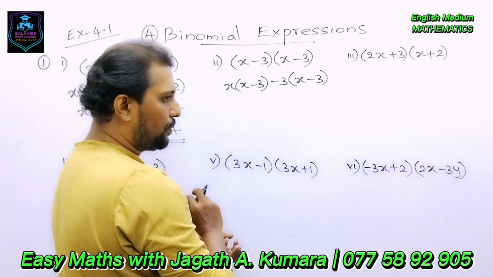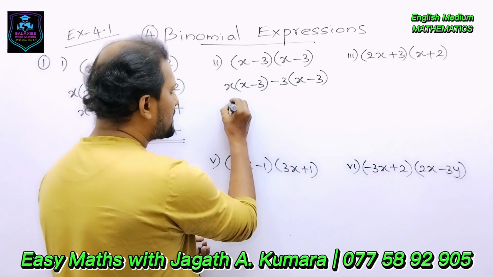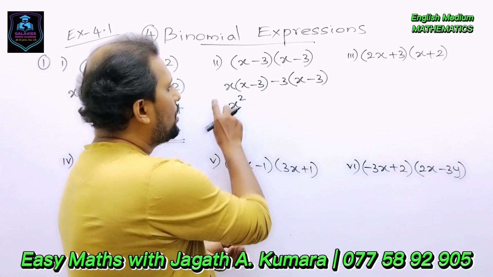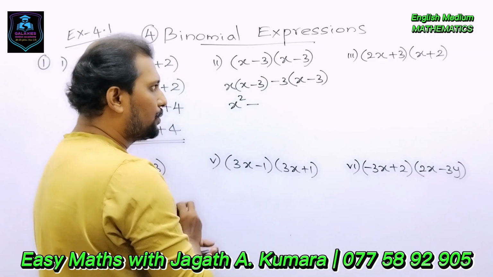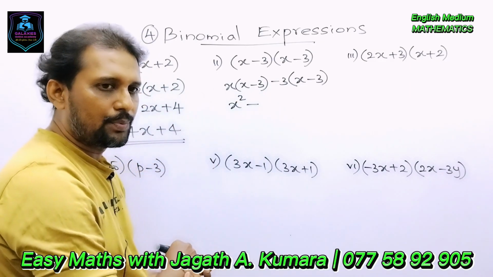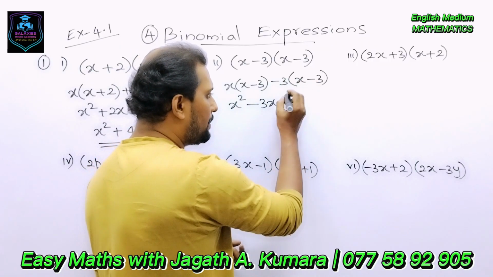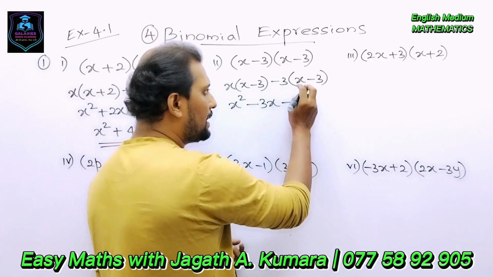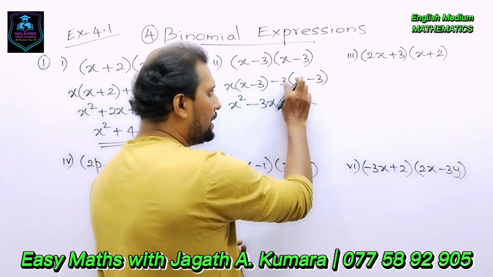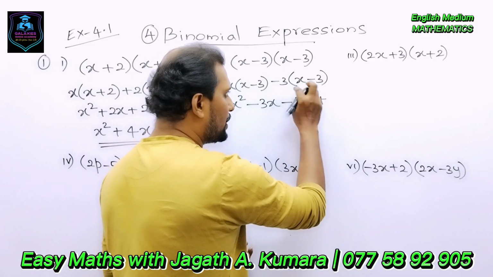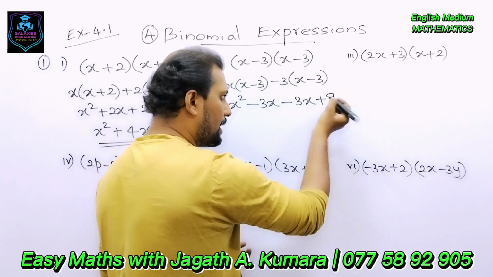Positive multiply positive, positive. X multiply x, x squared. Positive multiply negative, negative. 3 multiply x, 3x. Negative multiply positive, negative. 3 multiply x, 3x. Negative multiply negative, positive. 3 multiply 3, 9.